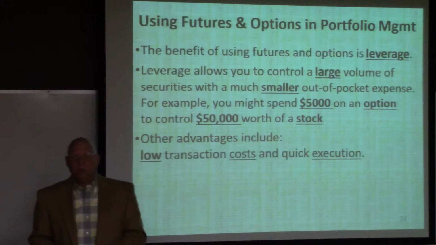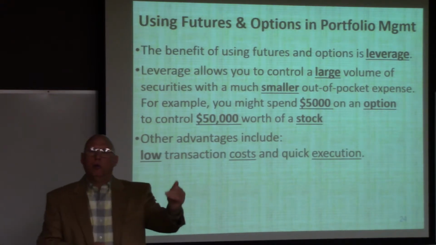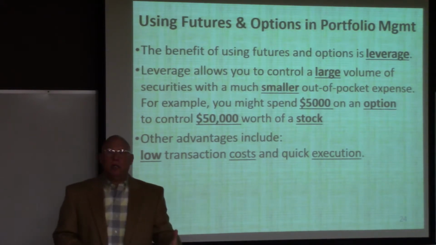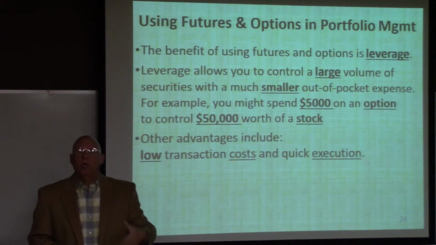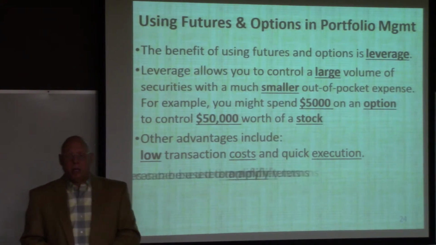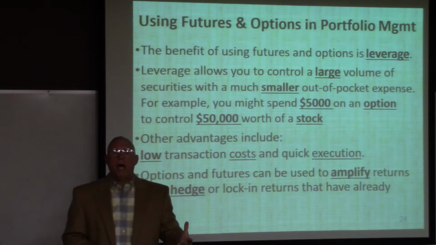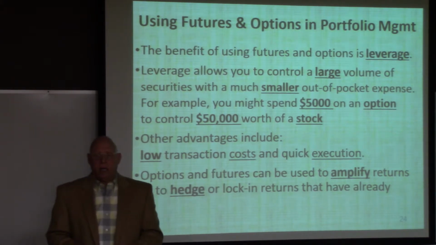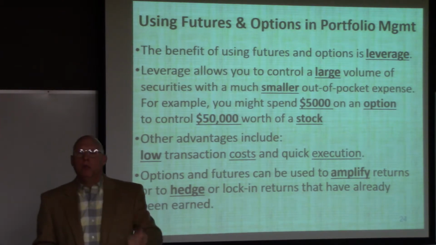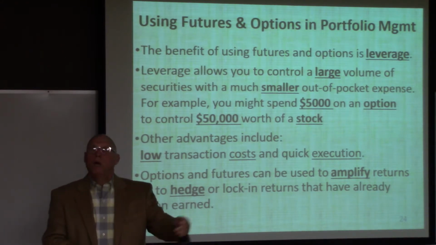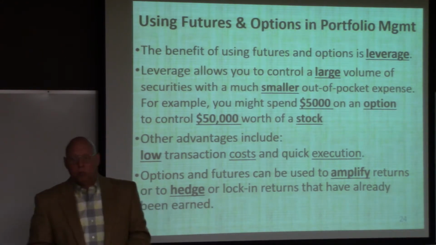Other advantages of using futures and options: low transaction costs. You can control a large volume of securities with one contract purchase, and quick execution, so it doesn't take you a long time to assemble the control that you want over the asset. There are two ways that options and futures can be used to control risk. One is to amplify returns or risk. The other is to hedge or to lock in returns on assets that have already been earned. So the returns have already been earned and you want to lock them in. So you can either amplify risk and return, or you can control, manage, or decrease risk and return.